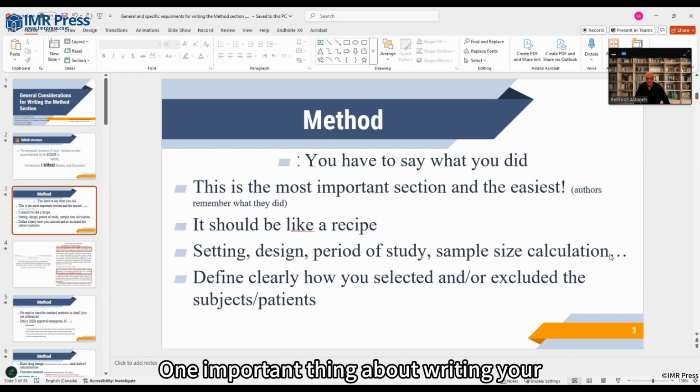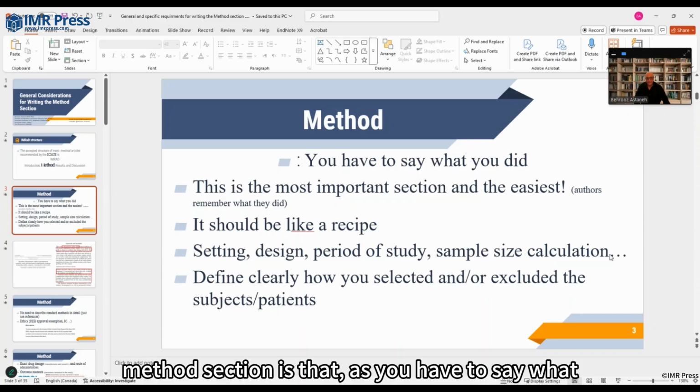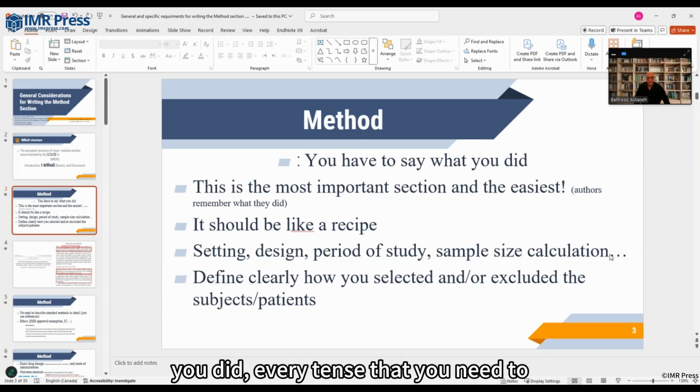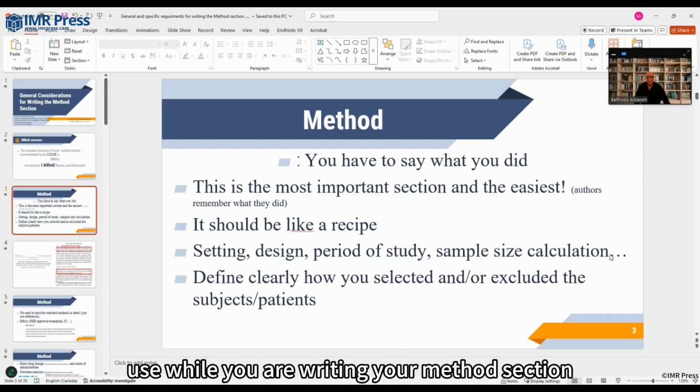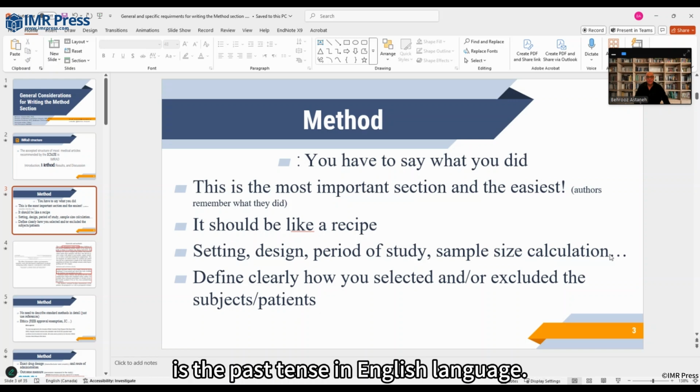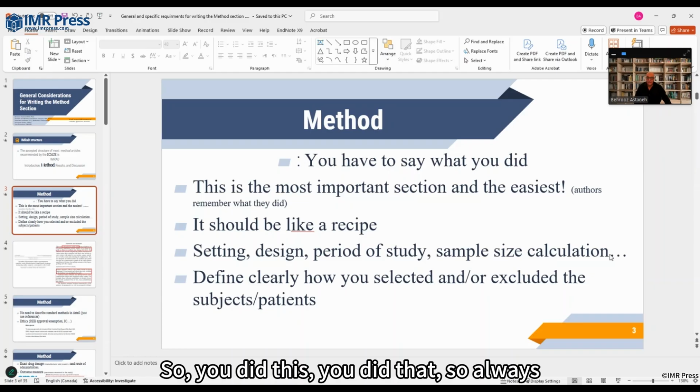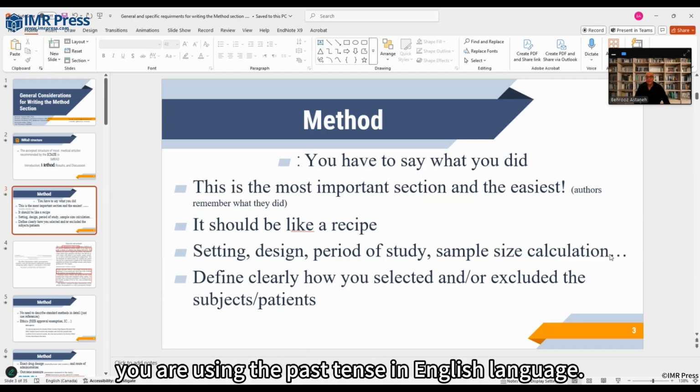One important thing about writing your method section is that, as you have to say what you did, the tense that you need to use while writing your method section is the past tense in the English language. So you did this, you did that. Always you are using the past tense.